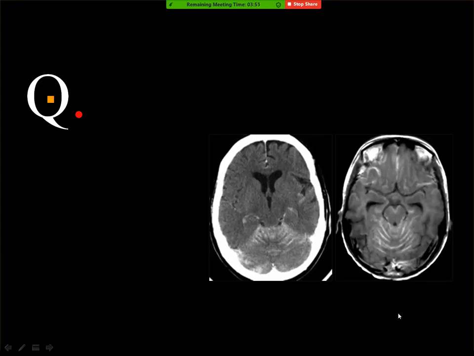Occipital demyelination in the occipital? No. Cerebellar hemorrhage? No. Subarachnoid hemorrhage. Subarachnoid.